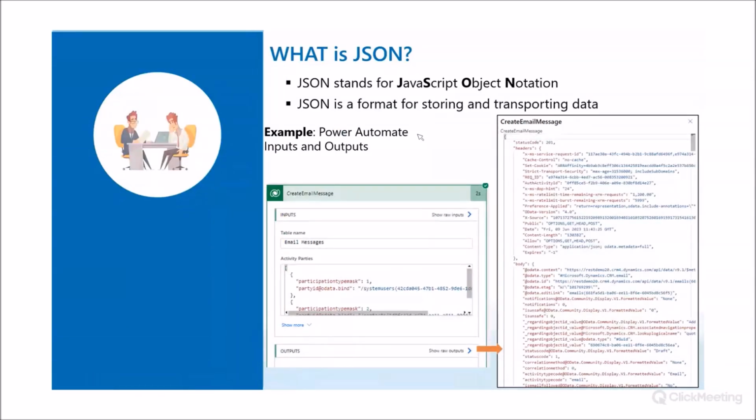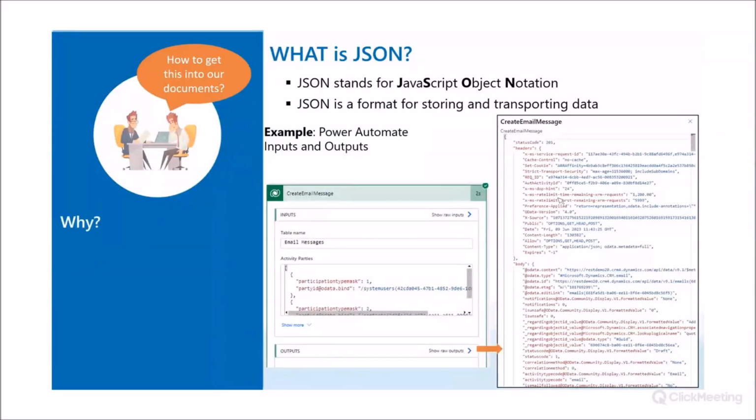Give a little example here from Power Automate inputs and outputs. Everything here is based on JSON data. You can see here, this is an email message. This is some of the information, the activity parties and everything like that it pulls back. This is the formatting here. This is the actual created message. So Power Automate uses JSON to kind of communicate between the connectors.